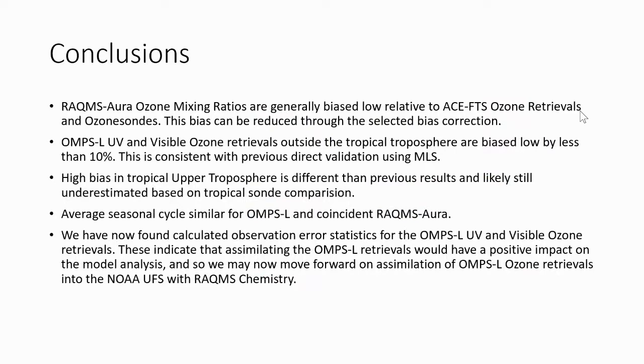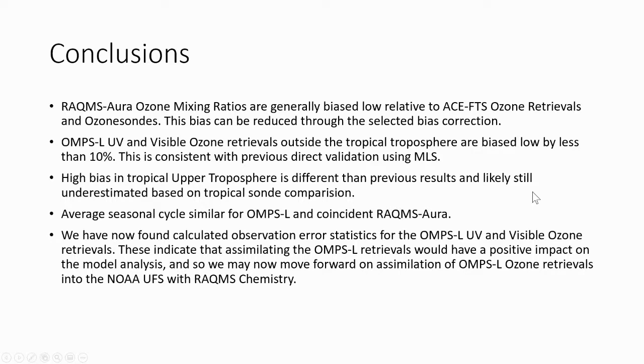So some of our conclusions are that the RAQMS Aura ozone mixing ratios are generally biased low relative to the ACE ozone retrievals, and high relative to the ozonesondes. This bias is able to be reduced through our correction. The OMPS-Limb UV and visible ozone retrievals outside the tropical troposphere are biased low by less than 10%, which is consistent with the previous direct validation. The high bias in the tropical upper troposphere is a little bit different than the previous results, and is still likely underestimated based on the tropical sonde comparison. The average seasonal cycle is fairly similar between OMPS-Limb and our model.